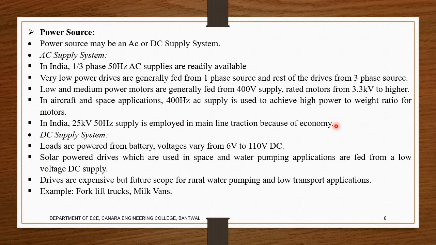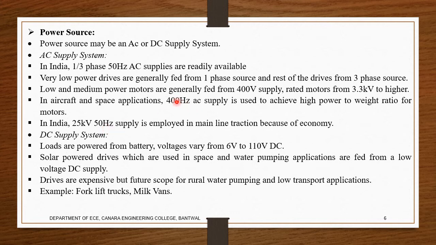The main traction line means the main supply line that we have. When you come to the electricity boards, they have a grid there. Whatever power is generated in the power plants is transmitted, and usually it will be at 25 kilovolts, 50 hertz supply.